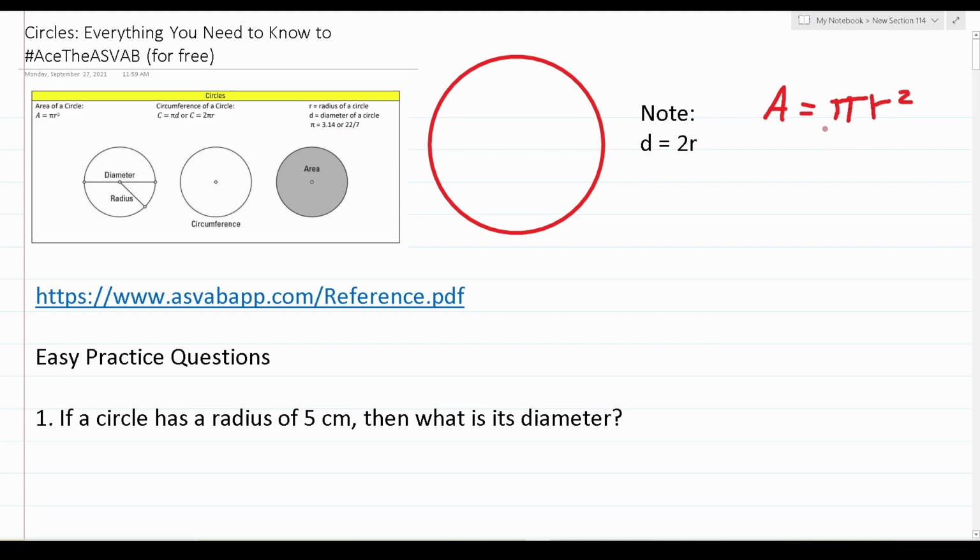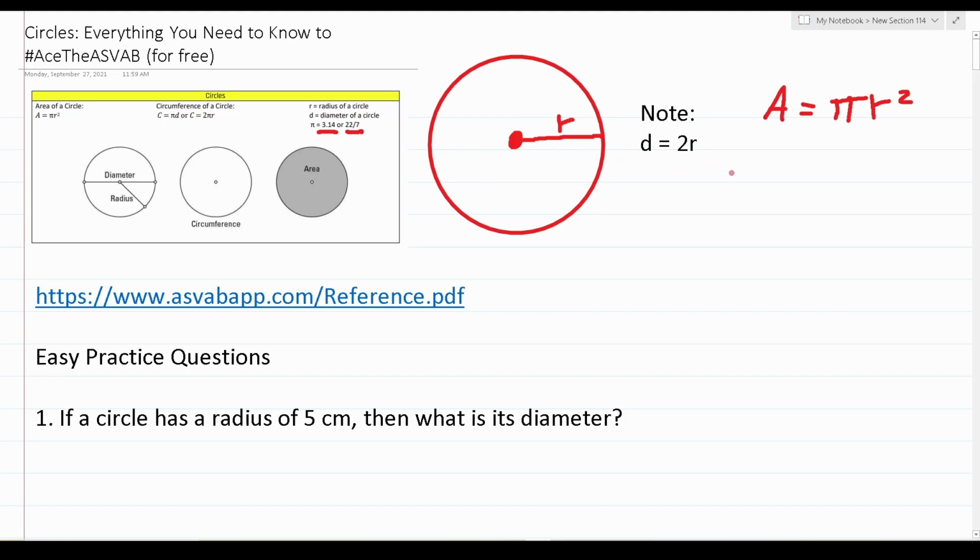And let me mention a few things about this formula. Since we're working everything out by hand, we're going to approximate pi using 3.14 or 22/7. In addition, I want to mention that r refers to the radius of this circle. A radius is defined as the distance from the center point to the edge of the circle. So here's my center point, and here's the distance to the edge of the circle. That would be my radius. Again, radius is defined as the distance from the center point of the circle to the edge of the circle.